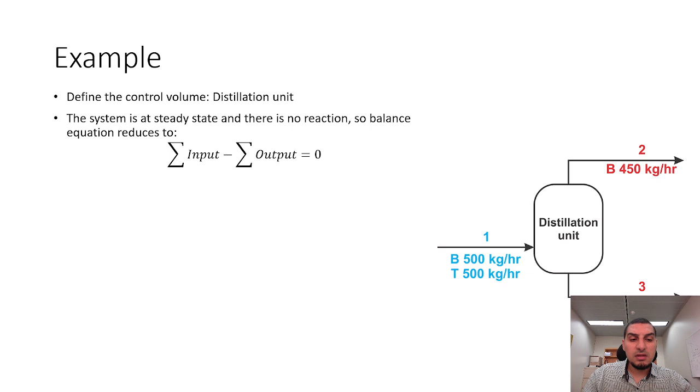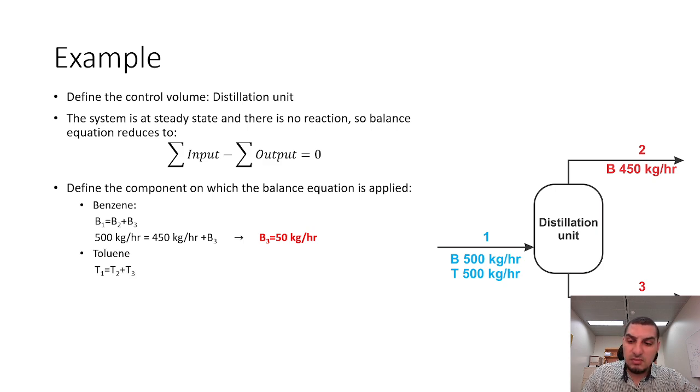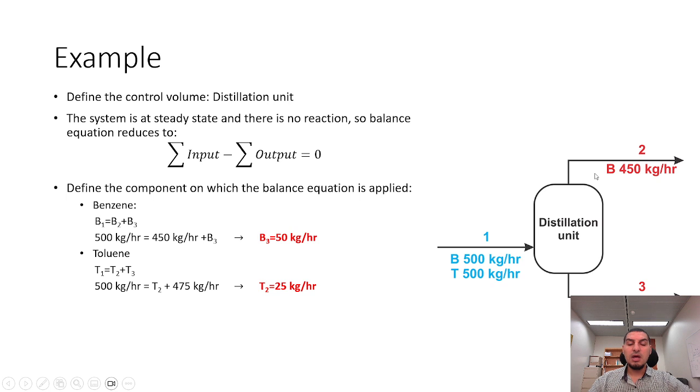And the rest is just to substitute. So we are going to apply the equation on benzene, which is the benzene in the feed. It's 500 kilograms per hour equal 450 plus the benzene here, which we don't know. So I say B1, which is benzene in stream number 1, or the mass flow rate of benzene in stream 1. B2 is the mass flow rate of benzene in stream 2, and B3 the mass flow rate of benzene in stream 3. This is 500, this is 450, so we can calculate the benzene in stream 3 to be 50 kilograms per hour. Same for toluene, we can apply the same thing. It's 500 equals the toluene here that we don't know, plus 475, so toluene here is 25 kilograms per hour.